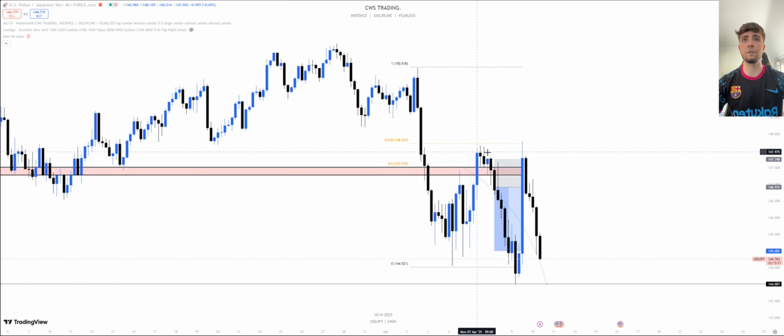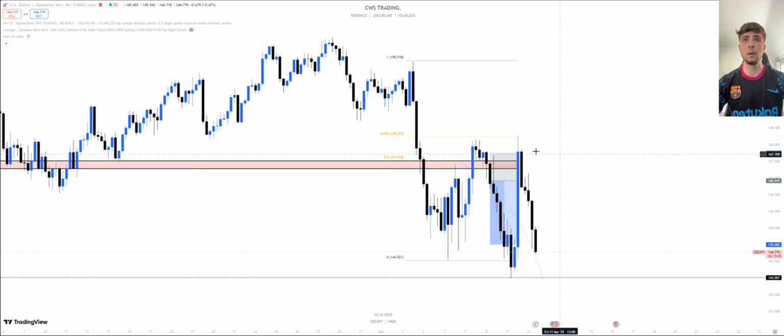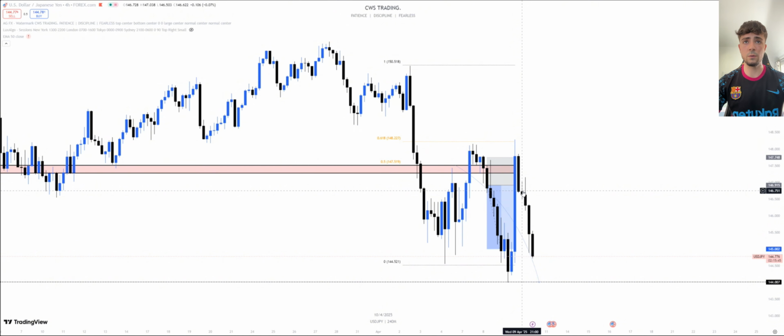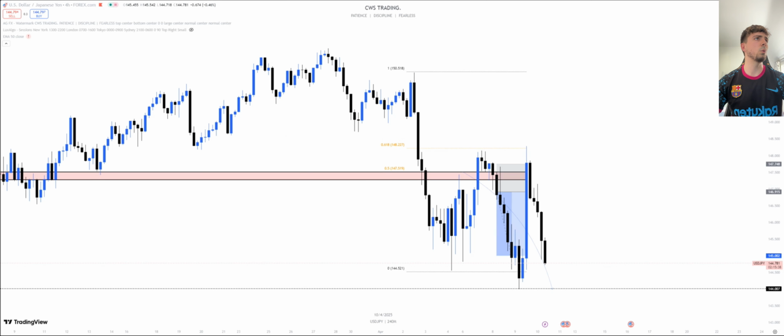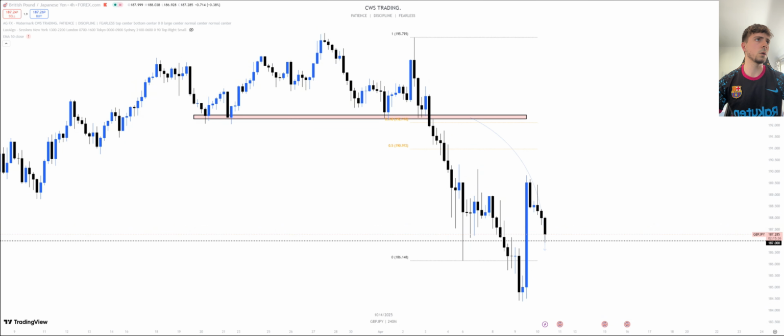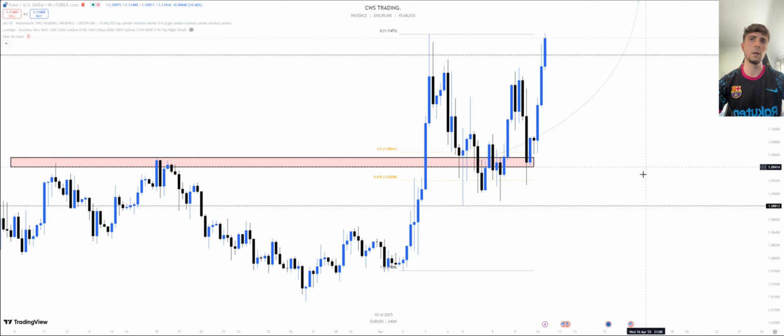So we got a tap into the fib, respected this 0.618, showed a really nice rejection, and hence why I sold and got a really nice trade. So that's another prime example. We'll show an example for a buy. I think I've got an example somewhere, EUR/USD. Yes.